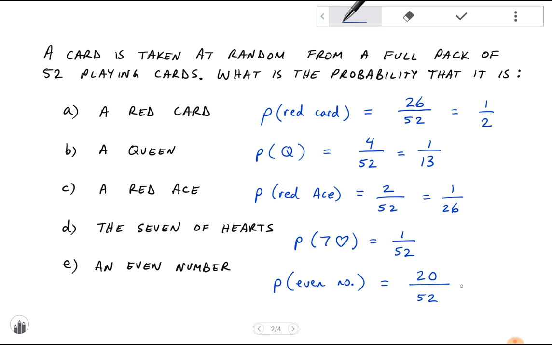So can we simplify this? Yes, of course, we can divide each by 2. That'll give us 10 out of 26. Divide by 2 again, that'll be 5 out of 13. And we had that as well with our 2, 4, 6, 8, 10. There are 5 in a suit, and there are 13 in each suit, so 5 out of 13 should make sense there.